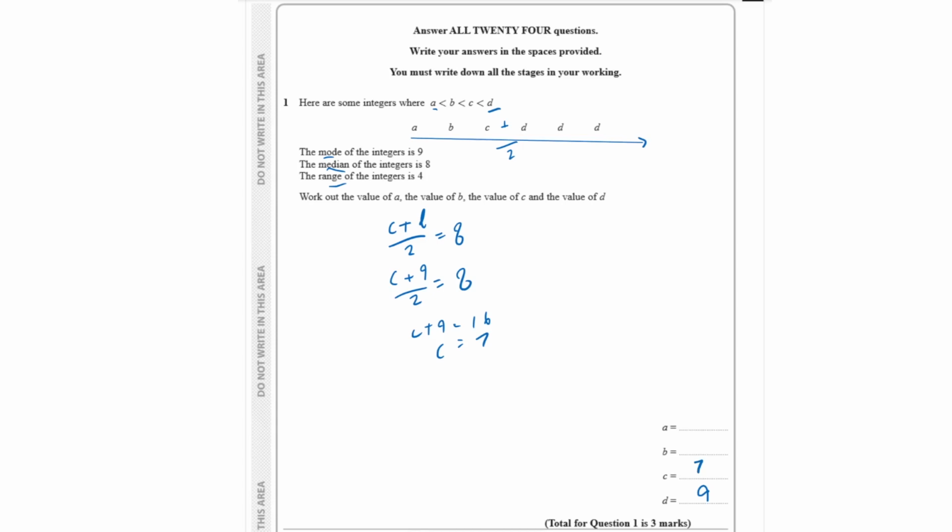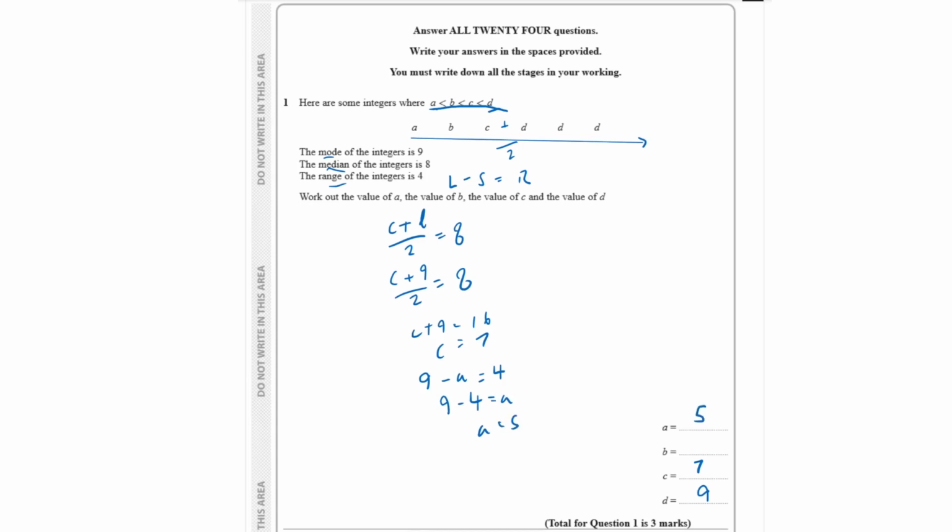The range of the integers is 4. The range is the largest minus the smallest. Now here we can see that d is the largest and a is the smallest. And since we already have d, we can write here 9 minus a, since we don't know what a is and it's supposed to be the smallest, is equal to 4. We rearrange this and we find out that a is equal to 5.